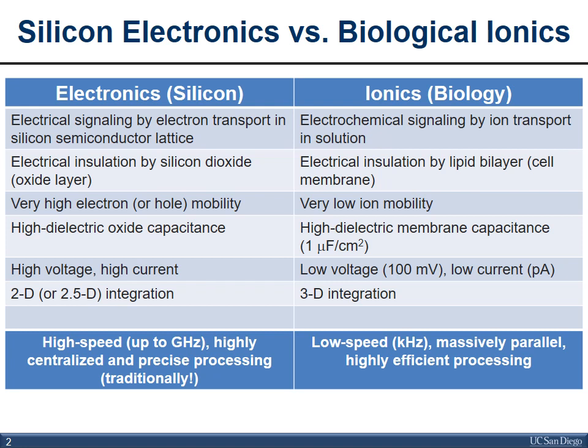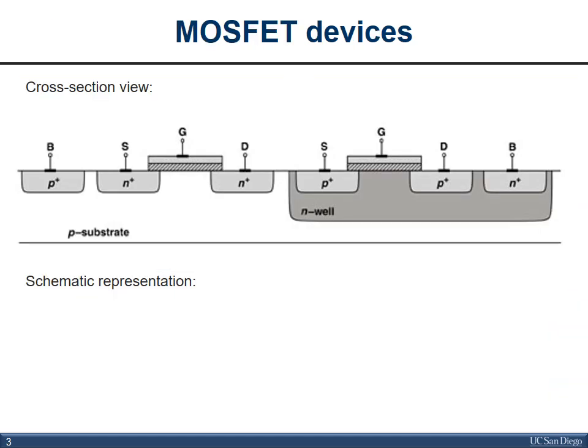So before we get much more into the ionics, let's make sure that we're all on the same page on electronics. Specifically, let's make sure that we all understand NMOS and PMOS transistor cross sections. Of course, this is an NMOS transistor on this side. This is a PMOS transistor. These are both in a bulk PMOS substrate here.